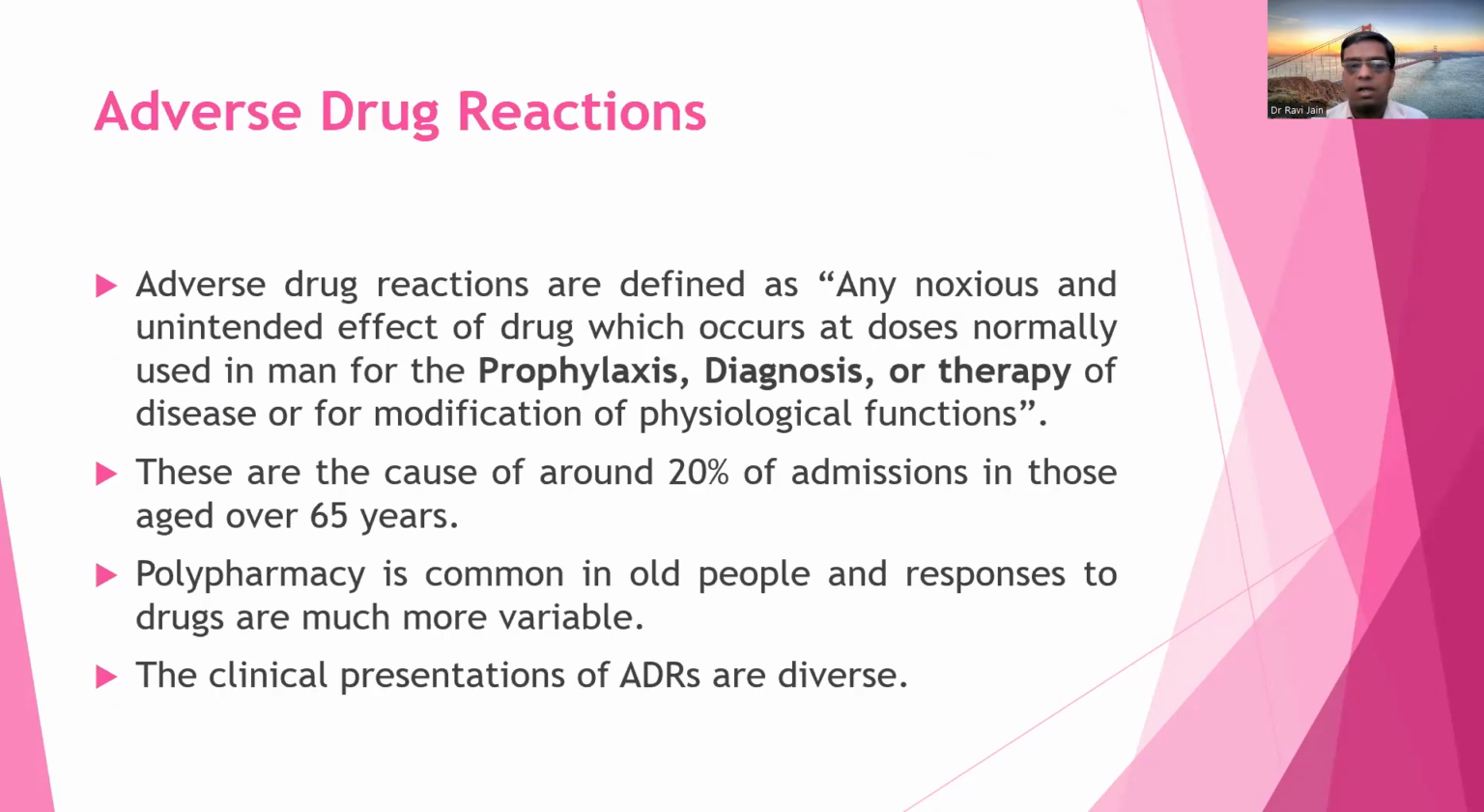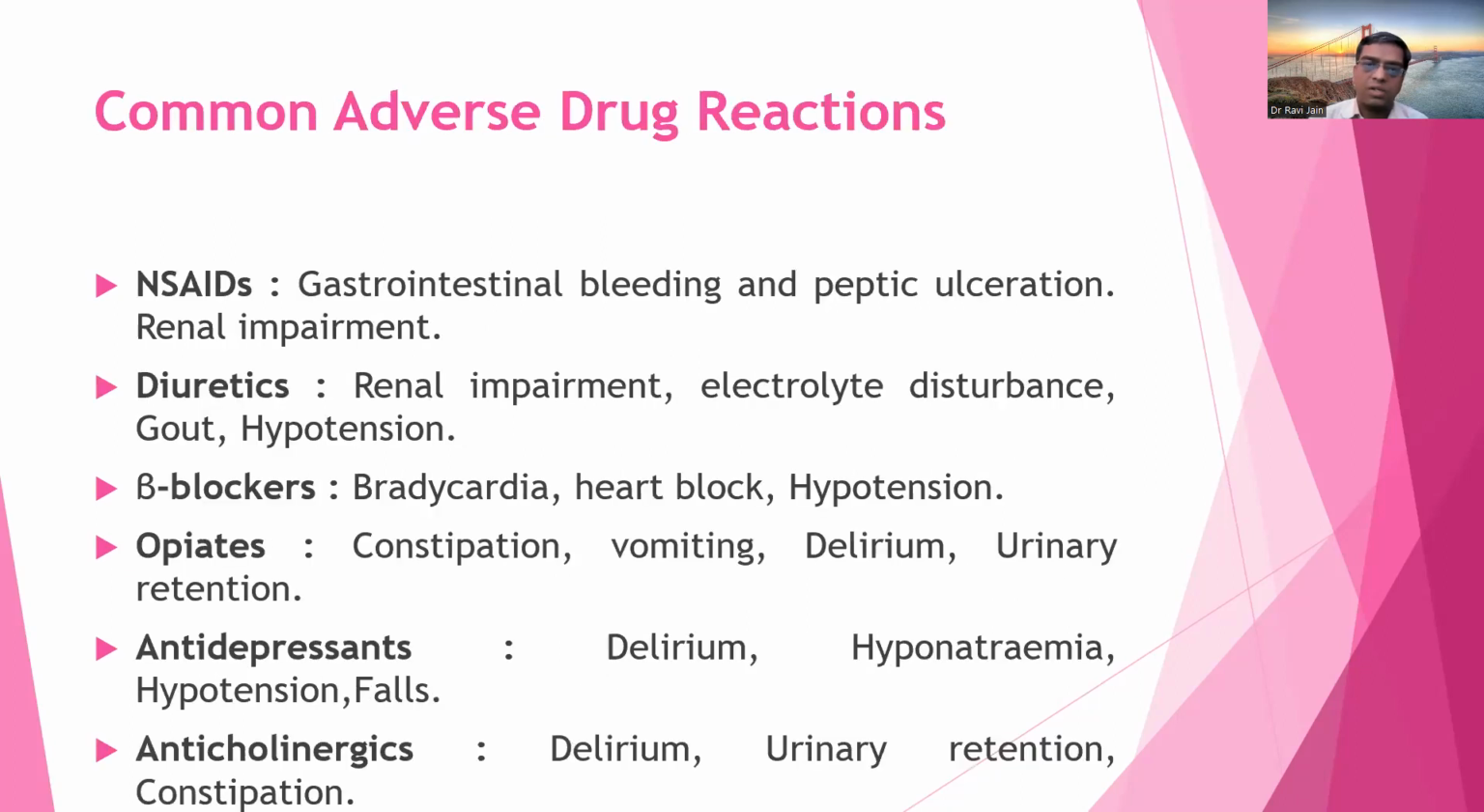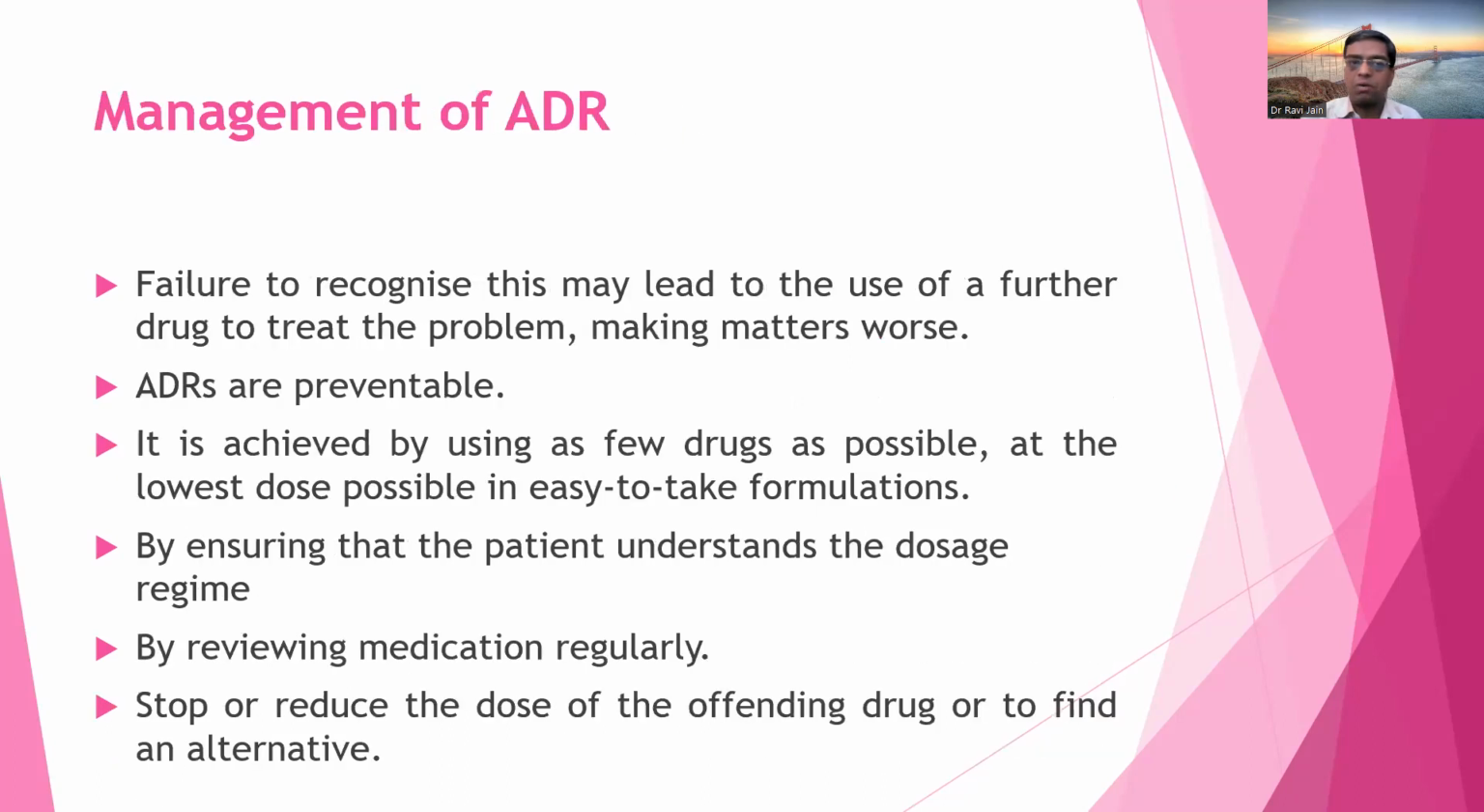Adverse drug reaction is caused by drugs taken for the prophylaxis, diagnosis, and therapy of a disease condition. Polypharmacy is very common, producing adverse drug reactions. Various drugs which produce adverse drug reactions include NSAIDs, diuretics, beta blockers, opiates, antidepressants, and anticholinergics. The NSAIDs cause GI bleeding, peptic ulceration, and renal impairment. The diuretics produce renal impairment, electrolyte disturbance, gout, and hypotension. Beta blockers produce bradycardia, heart block, and hypotension. Opiates produce constipation, vomiting, delirium, and urinary retention. Antidepressants produce delirium, hyponatremia, hypotension, and falls. And anticholinergics produce delirium, urinary retention, and constipation.